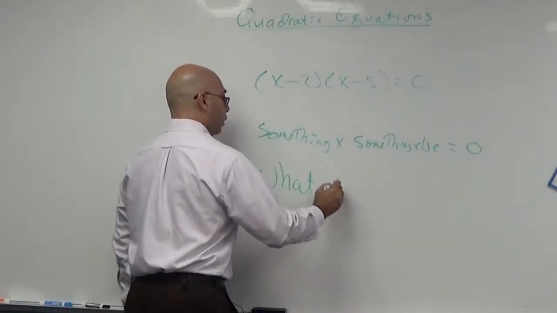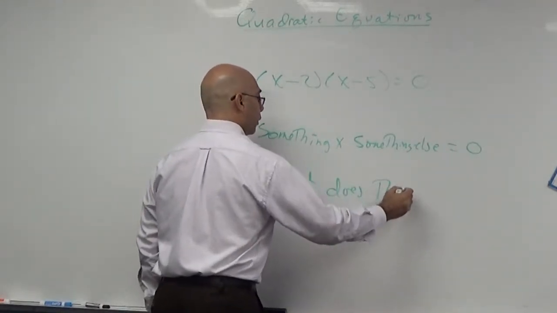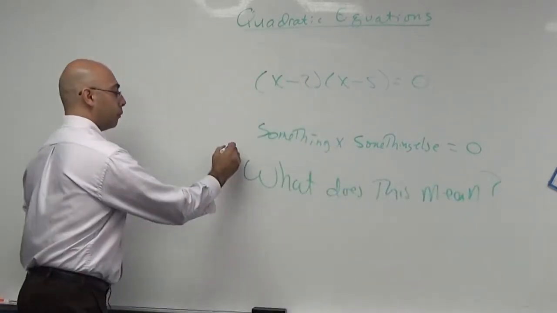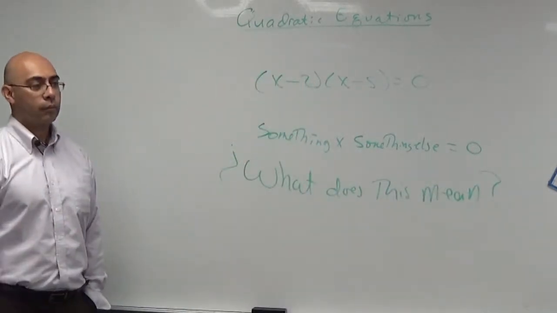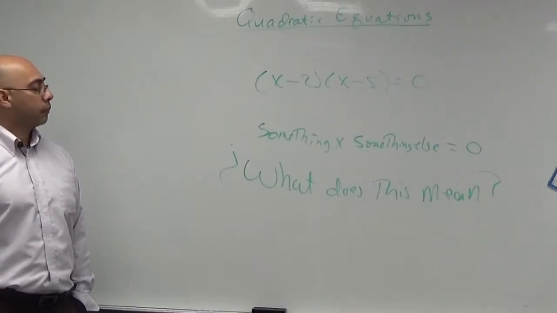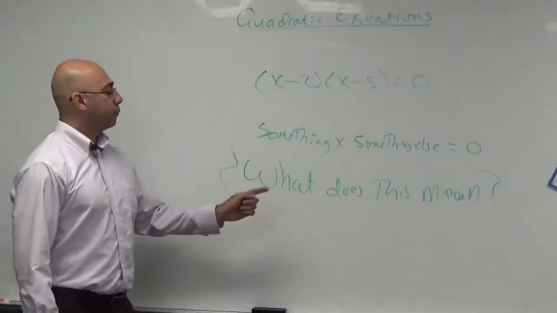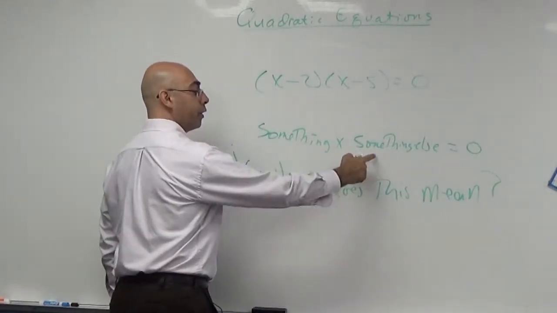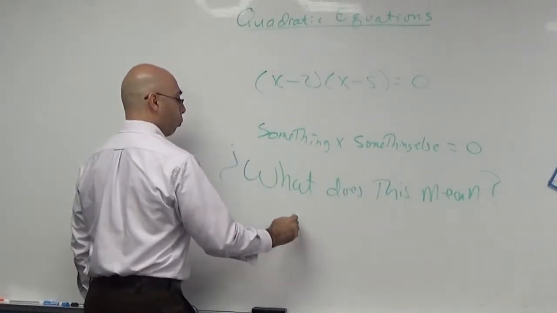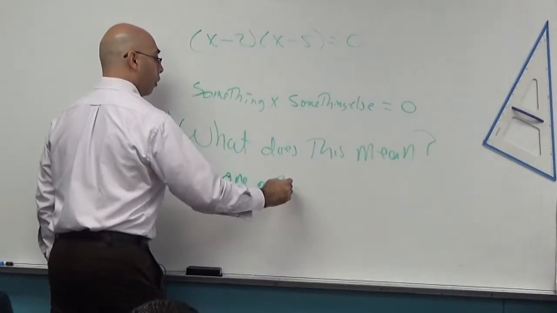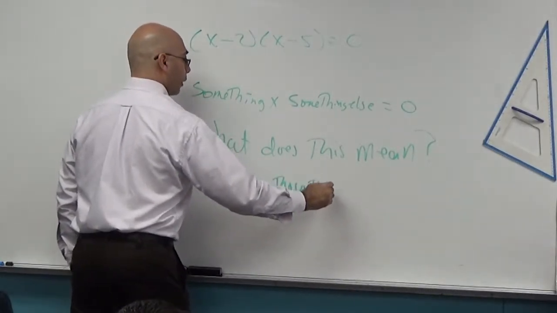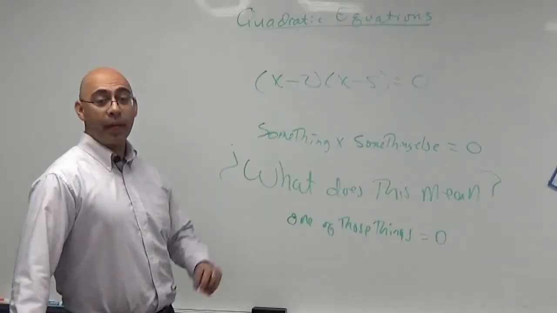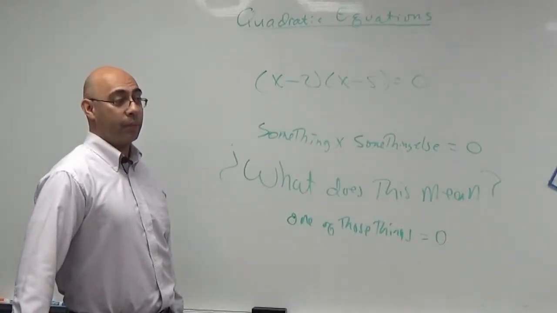What does this mean? Or that one of those things is 0? That means either this is 0 or this is 0. So one of those things equals 0. That's the main idea you need to get out of this. You get what I'm saying?